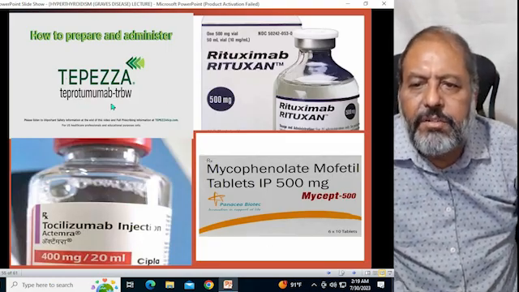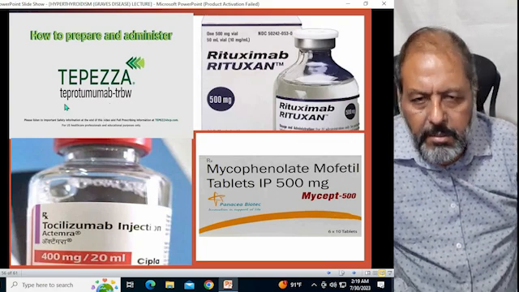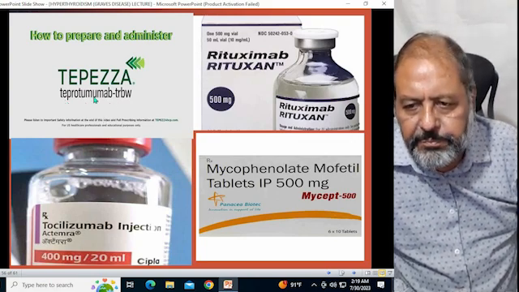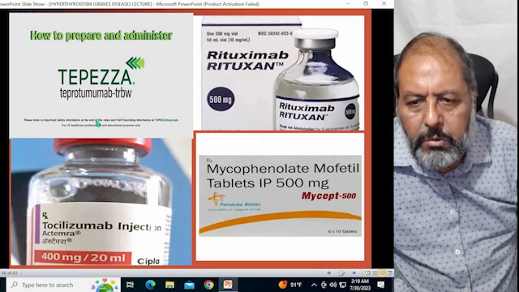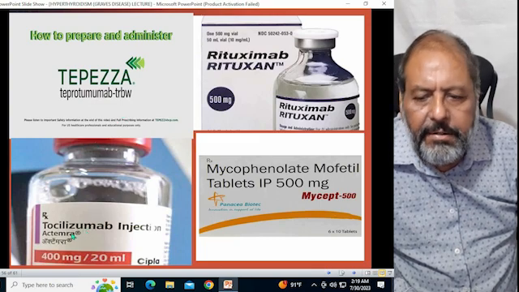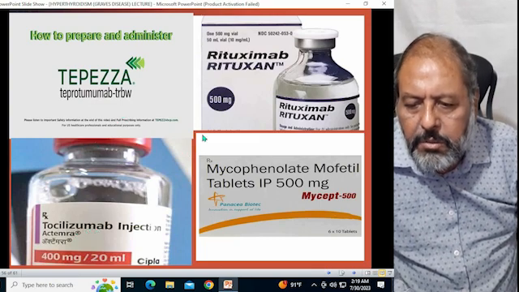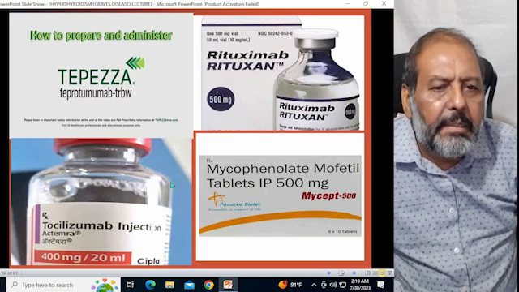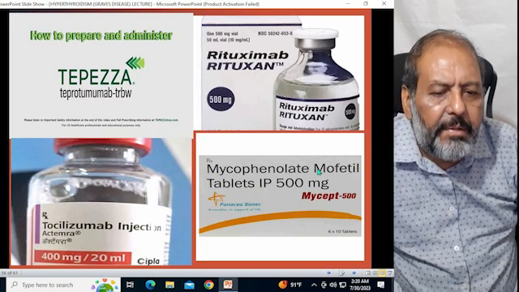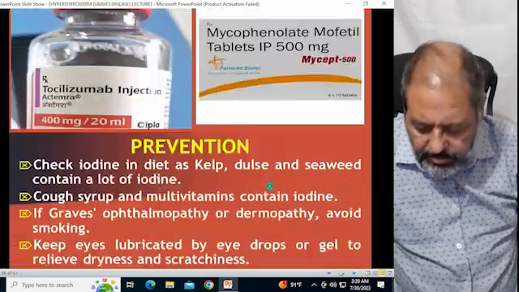And here one can see the different alternatives, that is teprotumumab, and here it is tocilizumab and rituximab and mycophenolate mofetil.